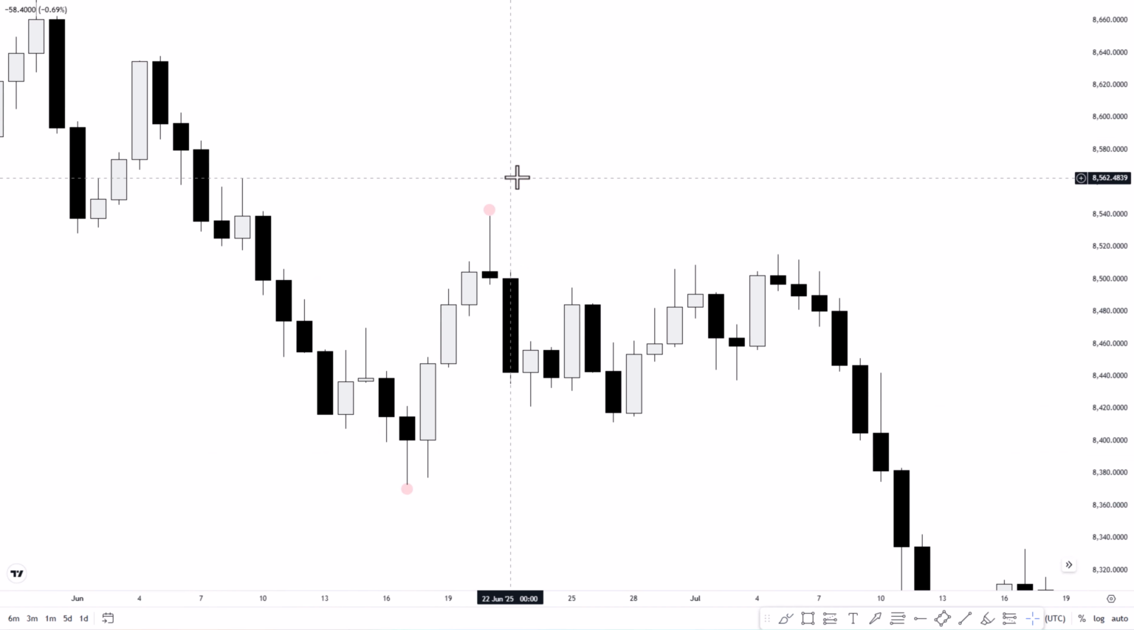Having looked at what a swing high and swing low are, let's look at what happens if a swing high or swing low is about to form.